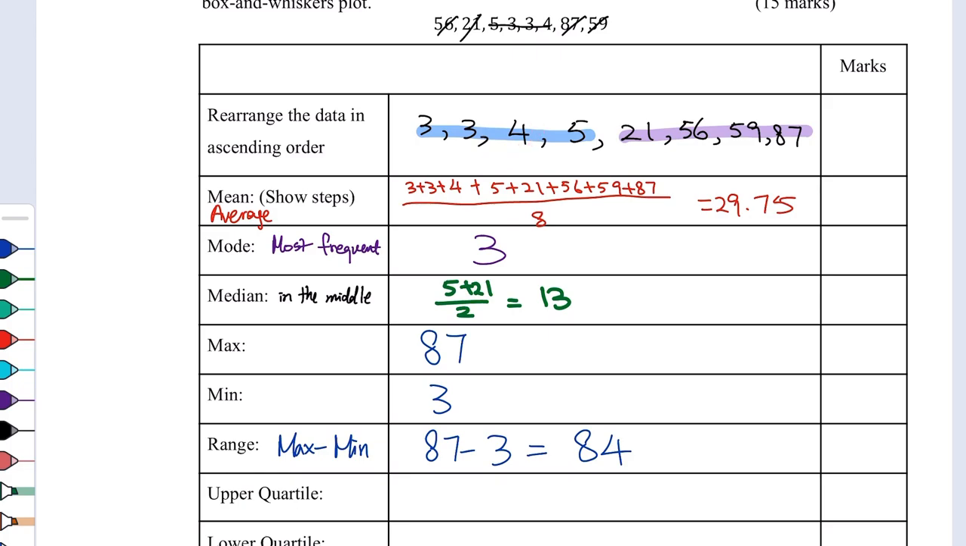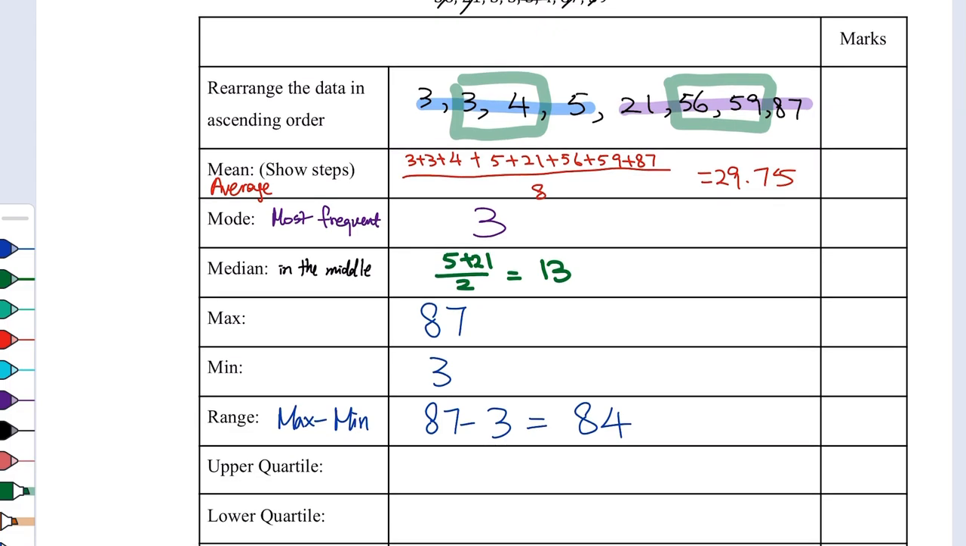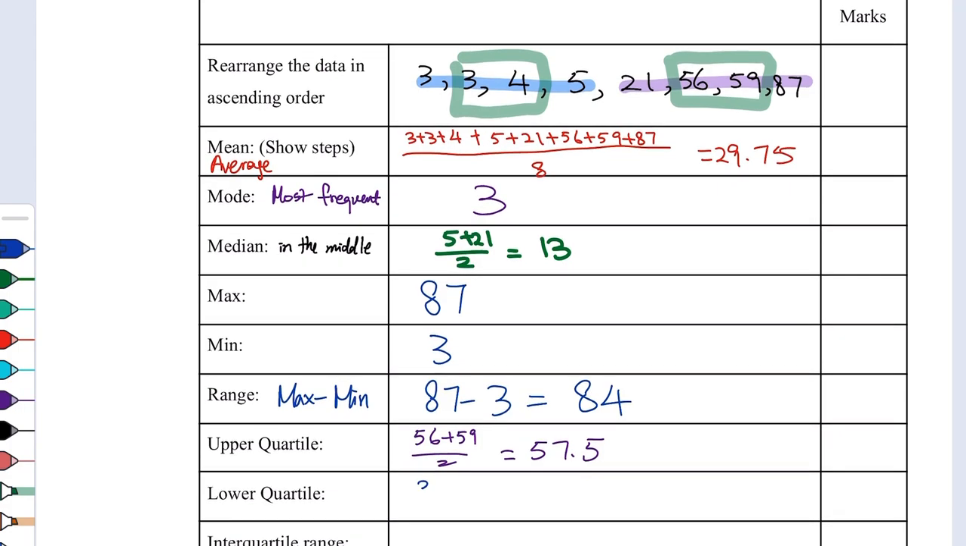So lower first. The one in the middle is these 2, right? And then from the upper, the one in the middle is these 2. So add up and divide by 2. Okay, so upper quartile, these 2 divided by 2 will be, let's do it, 56 plus 59 divided by 2. What do you get? You should be able to get it as 57.5. Do the same for the bottom one. 3 plus 4 divided by 2, you can get 7 over 2, 3.5.